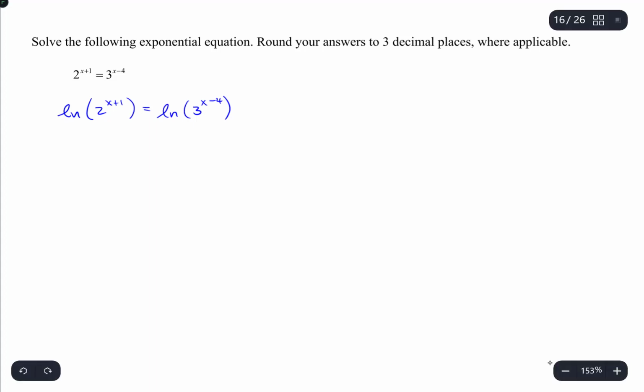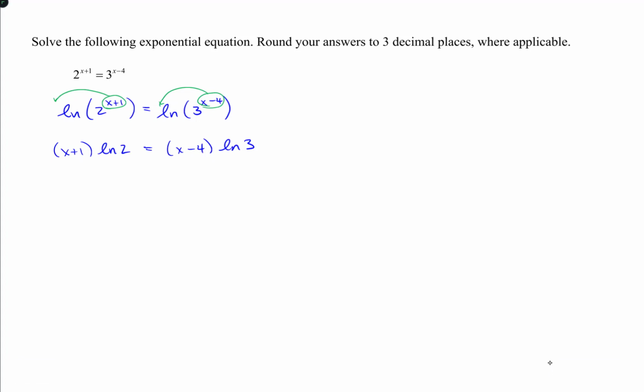Then what you can do is take the exponents and make these constant multipliers on these logarithms. So that gives me x plus 1 times the natural log of 2 is equal to x minus 4 times the natural log of 3. Now, don't let the natural log of 2 and the natural log of 3 scare you off. These are just constants, and we really just have a linear equation.